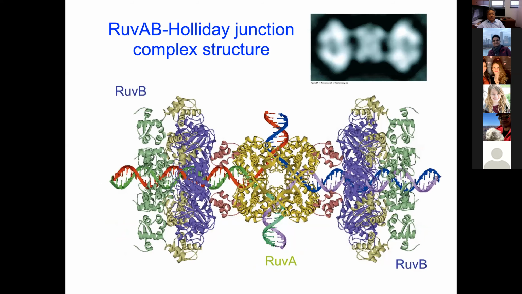And so here actually, this is the electron microscope image and the model of the RuvAB Holliday junction complex. And you see, this is one of the arms which spans to the RuvB. And RuvA actually recognizes the four-way junction.